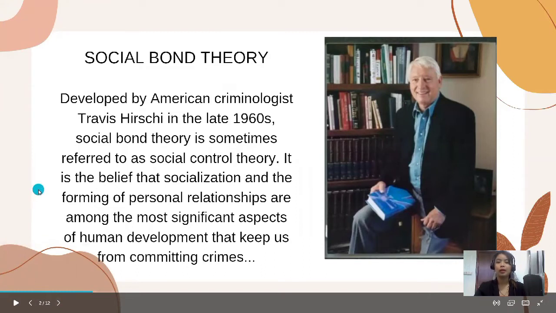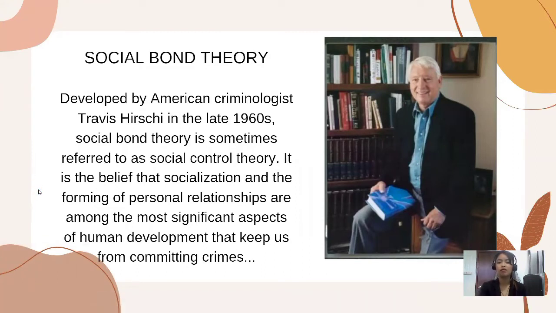Social bond theory was developed by an American criminologist, Travis Hirschi, in the late 1960s. Social bond theory is sometimes referred to as social control theory. It is the belief that socialization, the forming of personal relationships, are among the most significant aspects of human development that keep us from committing crimes.